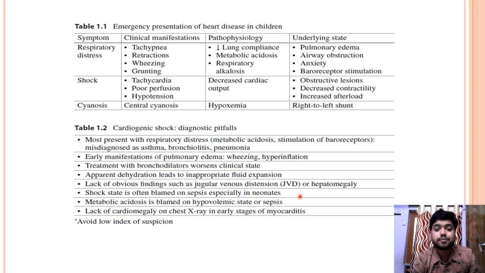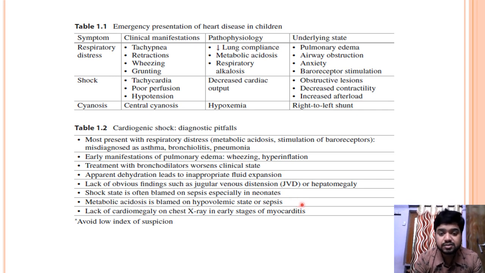Then the shock state is often blamed on sepsis, especially in neonates. Whenever a neonate born in a peripheral center or some district-level center comes with cold extremities, poor pulses, lethargy, dull activity, the first diagnosis will most often be septic shock. You will always be thinking septic shock, but always keep in mind, why blame sepsis? Is it really cardiac? Does the child really have congenital heart disease? This thought should always be there, to rule out a cardiac cause before you keep giving piperacillin-tazobactam, amikacin. Before you think of loading or dumping with antibiotics and just blaming sepsis, first try to rule out a cardiac cause.